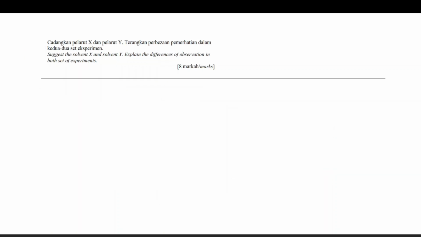So, suggest solvent X and solvent Y. Just now we mentioned already. So solvent X.